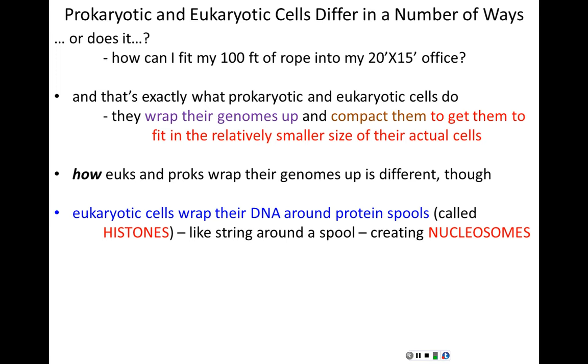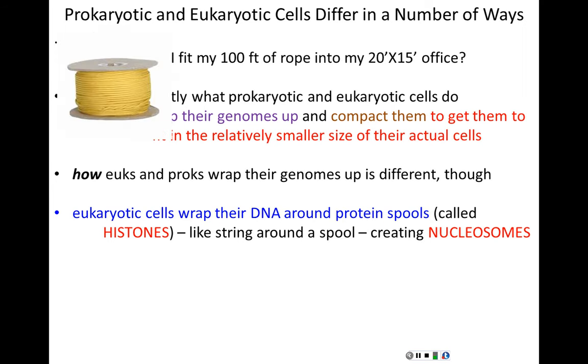Eukaryotic cells wrap their DNA around protein spools, true spools made of proteins. The proteins are called histone proteins. And these histone proteins come together to form a cylindrical spool, and the DNA wraps around that spool, just like string around a sewing spool, creating structures that are referred to as nucleosomes.